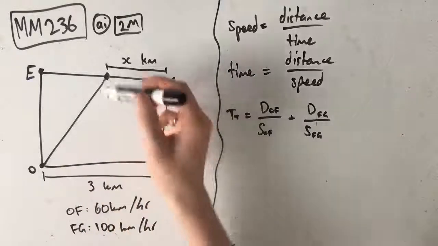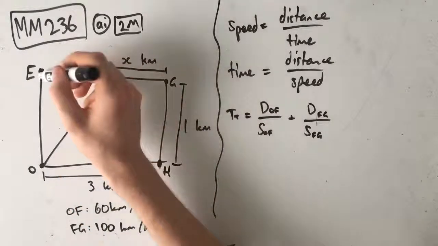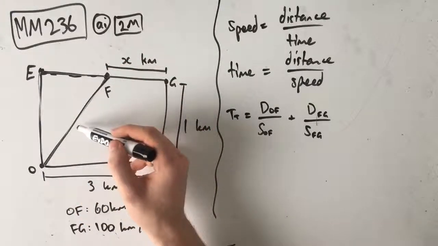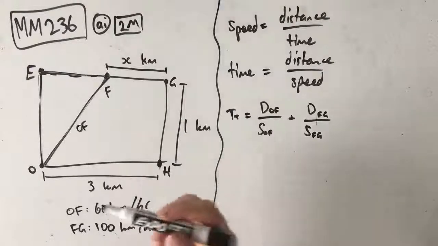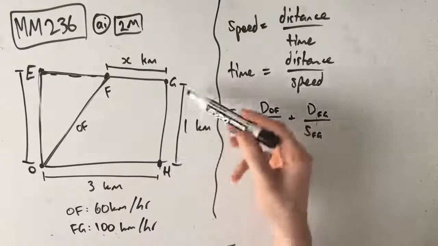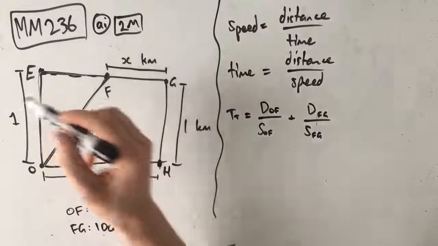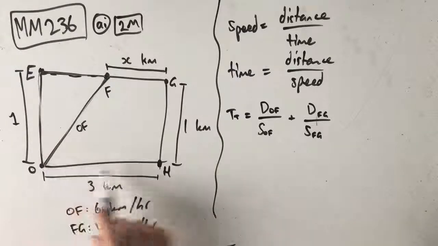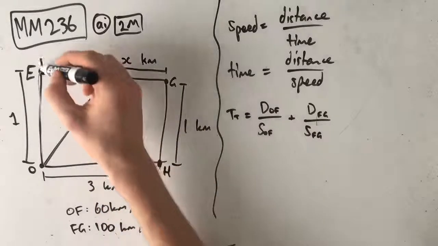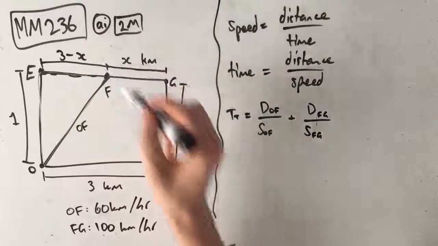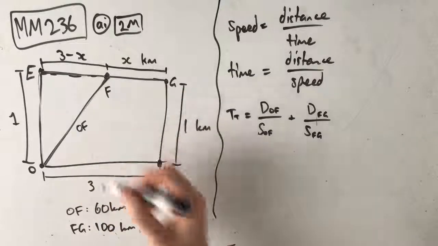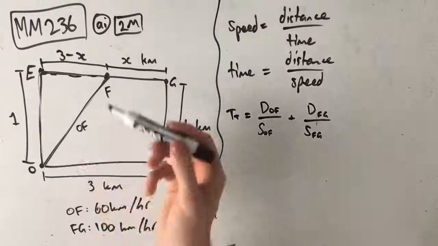So OF we can treat as a hypotenuse to this triangle OEF, right? So we're going to look at this as its own triangle, and we're going to figure out what this distance of OF is. So in order to do that, we're going to need our other two sides. So since GH is 1 kilometer and this is rectangular, this is also going to be 1 kilometer, so distance is 1. We know that the total length of the paddock is 3. We know that FG is equal to X, so this section here must be equal to 3 minus X. Right, so if this whole thing is 3 and this is X, this has to be 3 minus X, which means that OF is going to be our hypotenuse for that.